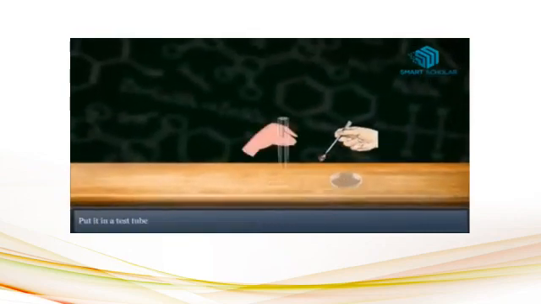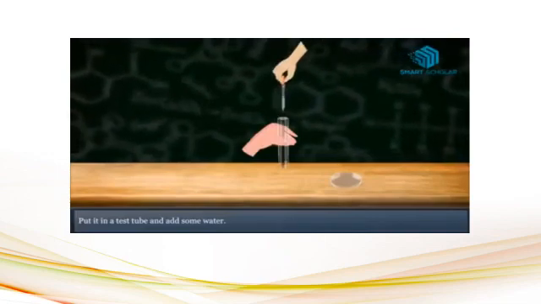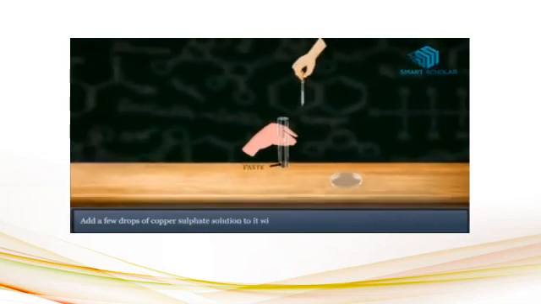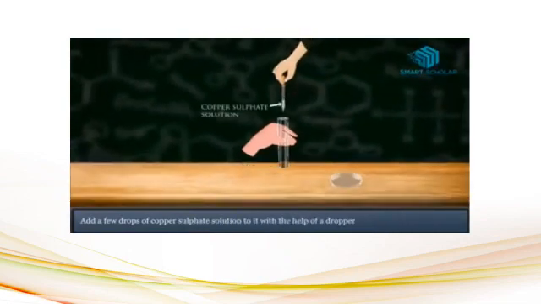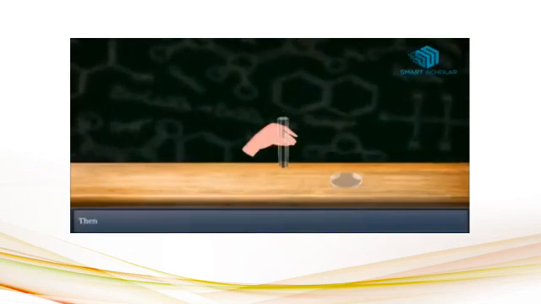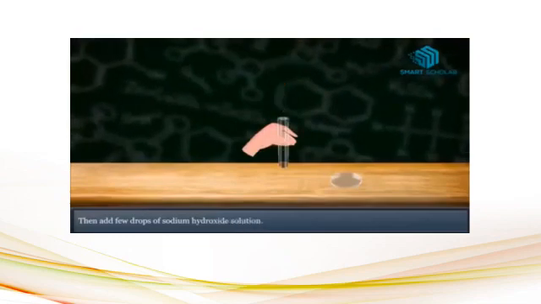Take a small quantity of mashed beans in a petri dish. Put it in a test tube and add some water. Add a few drops of copper sulfate solution to it with the help of a dropper. Then add a few drops of sodium hydroxide solution.